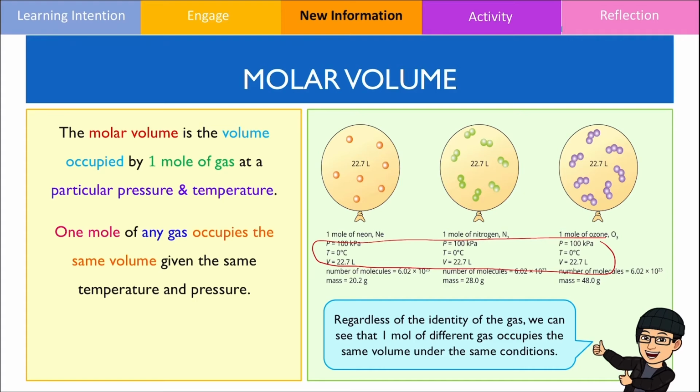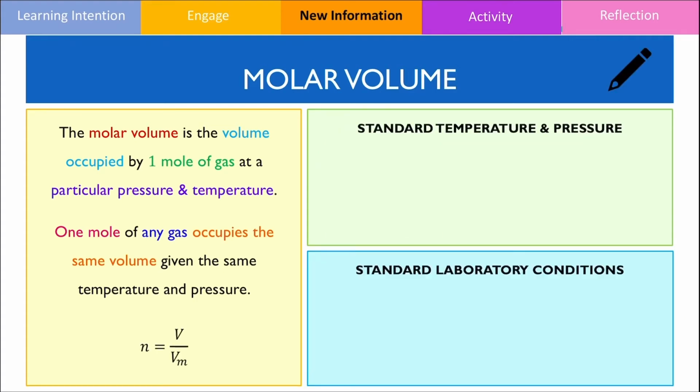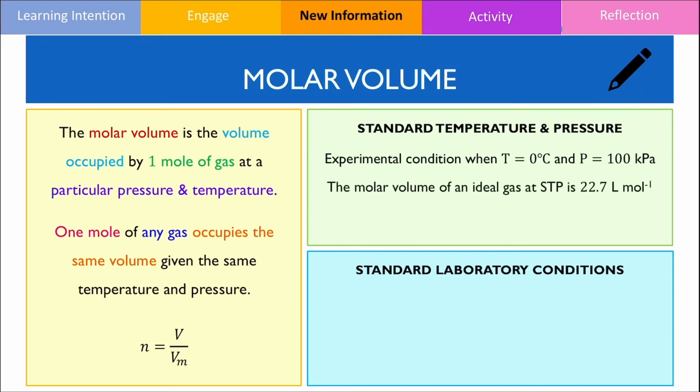We can express the relationship between the number of moles, volume, and molar volume with the following formula. There are two main experimental conditions that scientists normally perform their tests in. When experimental conditions are at 0 degrees Celsius and 100 kilopascals, it's found that the molar volume of any gas at STP is 22.7 liters per mole. In other words, 1 mole of gas under these conditions will have a volume of 22.7 liters.